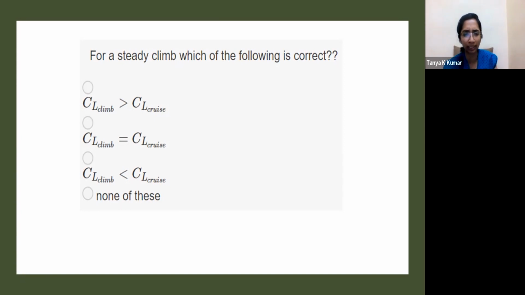This is one of the first points discussed by Sir when he discussed climb. Climb is less than cruise, exactly. So Sir had mentioned that the induced drag for cruise is greater than the induced drag for climb. So that's the same reason. This is the correct option.